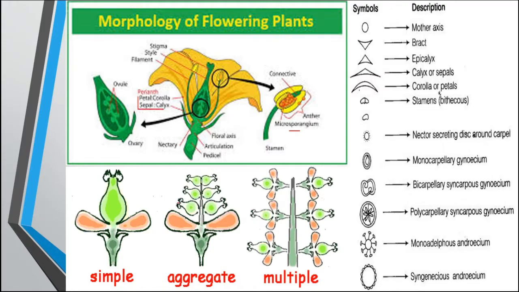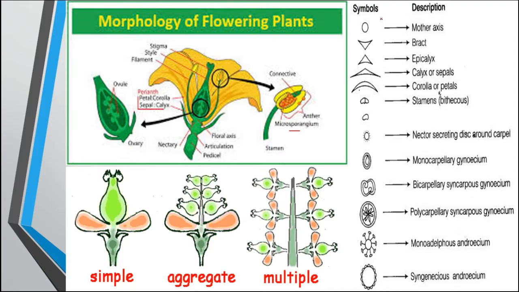flower. There are different types of structure: simple, aggregate, that is fused structure, and multiple, where many are there, and accordingly they will form different types of fruit also: simple fruit, aggregate fruit, etc.